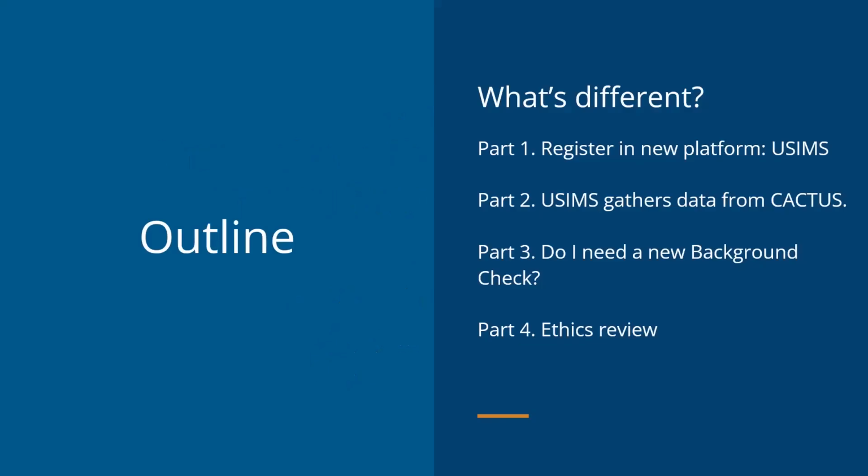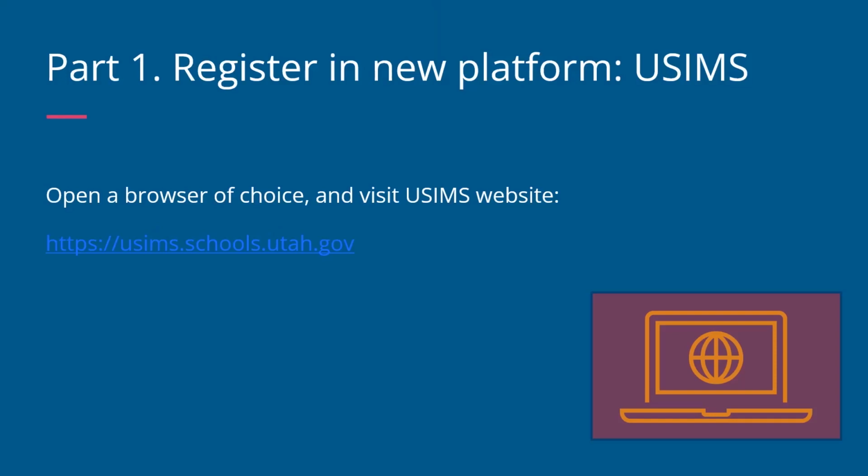So first, we'll register in our new platform, USIMS. We'll take you through this so you can see what it looks like. Then number 2 will be USIMS going into Cactus, our legacy database, and verifying your information. Part 3 will cover whether or not you need a new background check. USIMS will confirm that. And then part 4 is the ethics review. So we will go ahead and start.